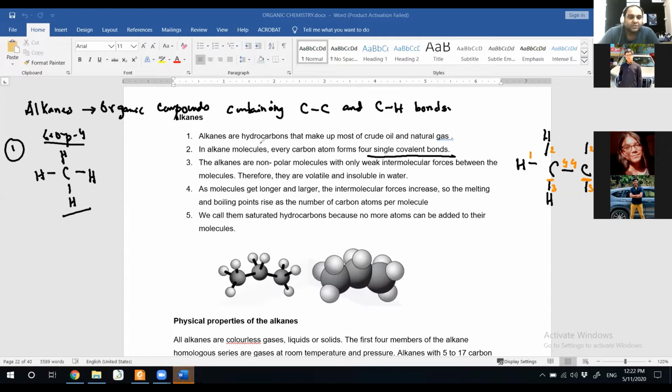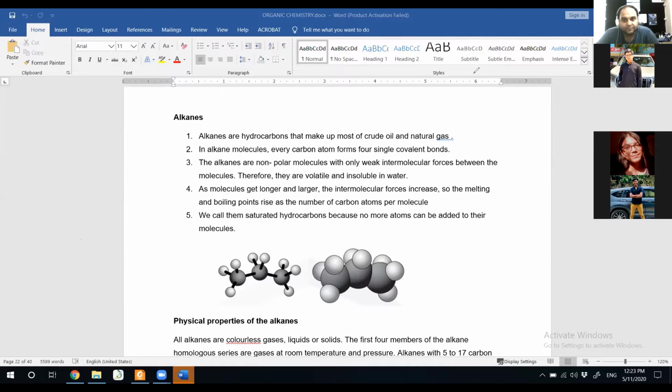So whenever we draw an organic compound, we have to ensure that each carbon has 4 bonds. For example, in an alkene, although there are 2 hydrogens bonded, here it has 2 bonds. So the total number of bonds around this carbon atom is 1, 2, 3, and 4.